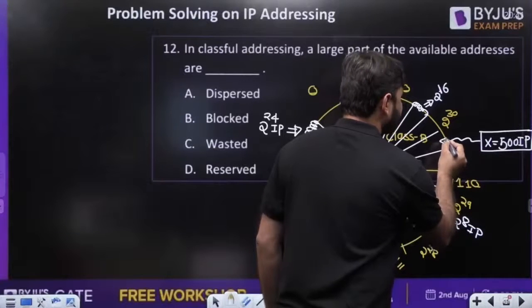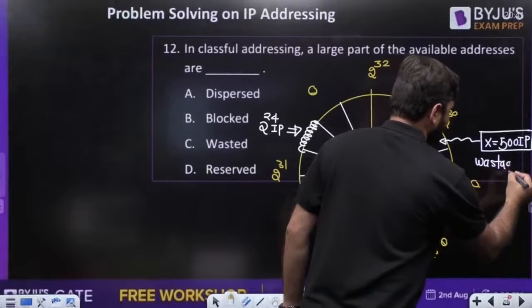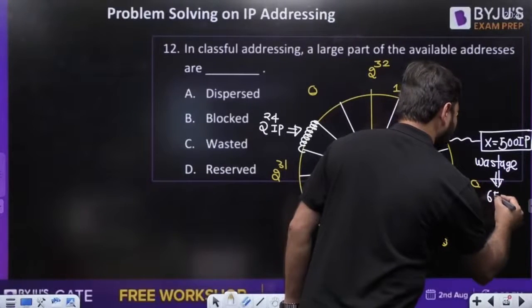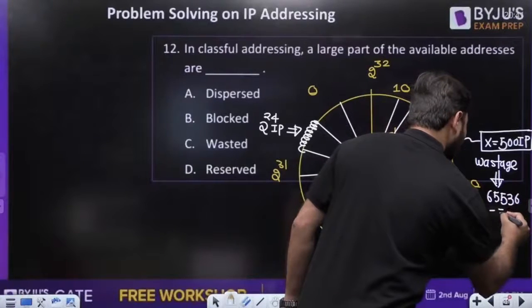If you purchase a class B network, what is the wastage, my dear friends? Can you tell me the wastage? How many IP addresses? 2 power 16. 2 power 16 is 65,536 minus 500.